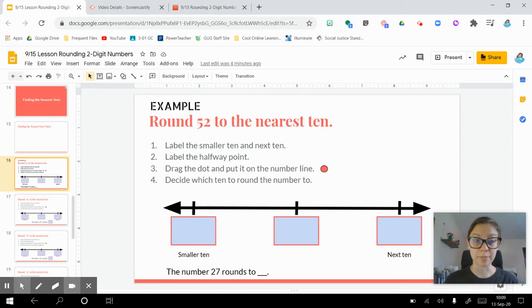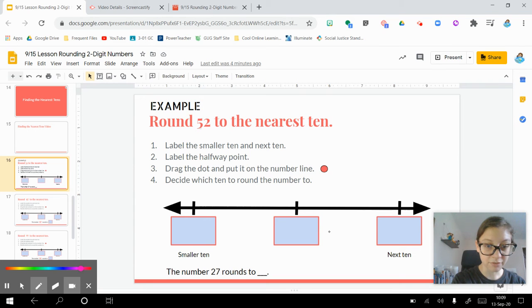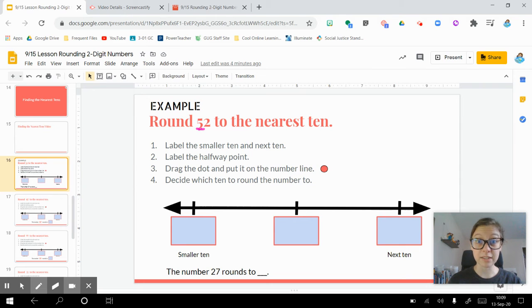So let's look at an example. Round 52 to the nearest 10. Step 1 says label the smaller 10 and the next 10. So here on our number line, we have the smaller 10 here, and then we're going to have the next 10 over here. If I'm rounding 52, the smaller 10 is going to be the 10 that this number has. If we look at this number, there's a 5 in the tens place. So this number is in the 50s. So our smaller 10 is 50.